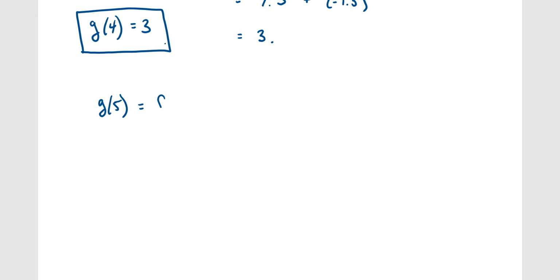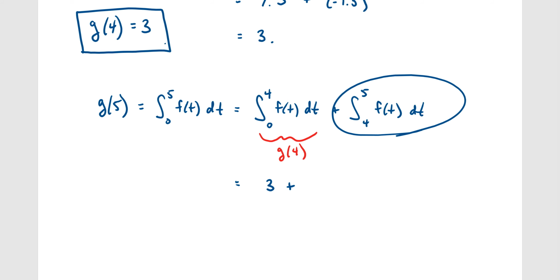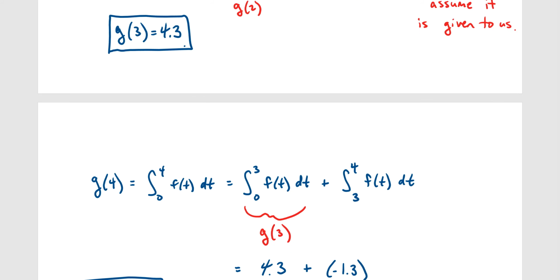G of 5 is going to be the integral from 0 to 5 of f of t dt. And we're going to split that up and say that's going to be the integral from 0 to 4, which is what we just found, which is why we split it up like this. And then 4 to 5. And we just found this was g of 4. And we found that g of 4 was 3. So that's 3 plus, so now we just need this one, the area under the curve from 4 to 5.